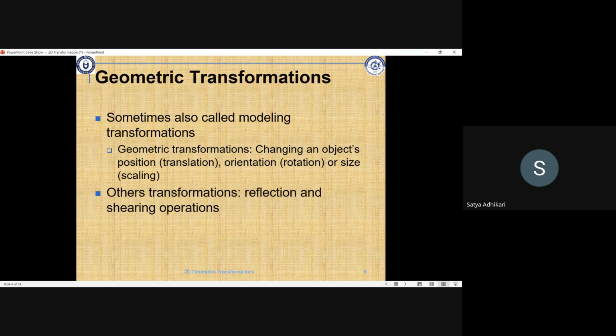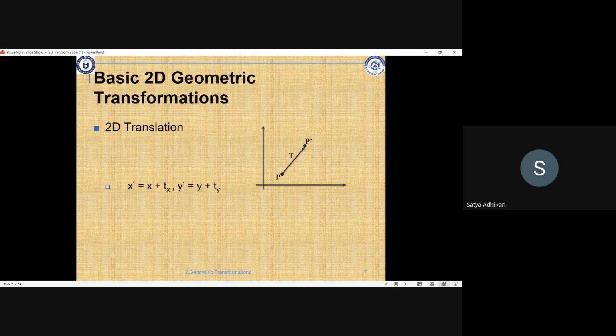And the other two transformations are reflection and shearing. Shearing is used to change the shape with respect to any line or origin. And reflection is used to give a mirror image of an image with respect to an axis or any pivot line. This is your 2D transformation.